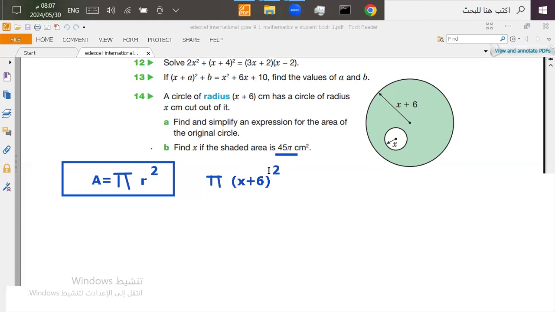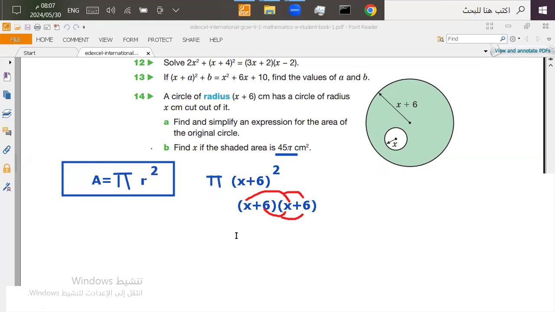Now I have to break down this or expand it to make it as simple as possible. So this one means x plus 6 multiplied by x plus 6. So x plus 6 times x plus 6. Now I do the expanding part. I have to expand these two brackets. We multiply the x by the x and then by 6, and then I take the 6 multiplied by the x and multiply it by the 6. So let's do this part.